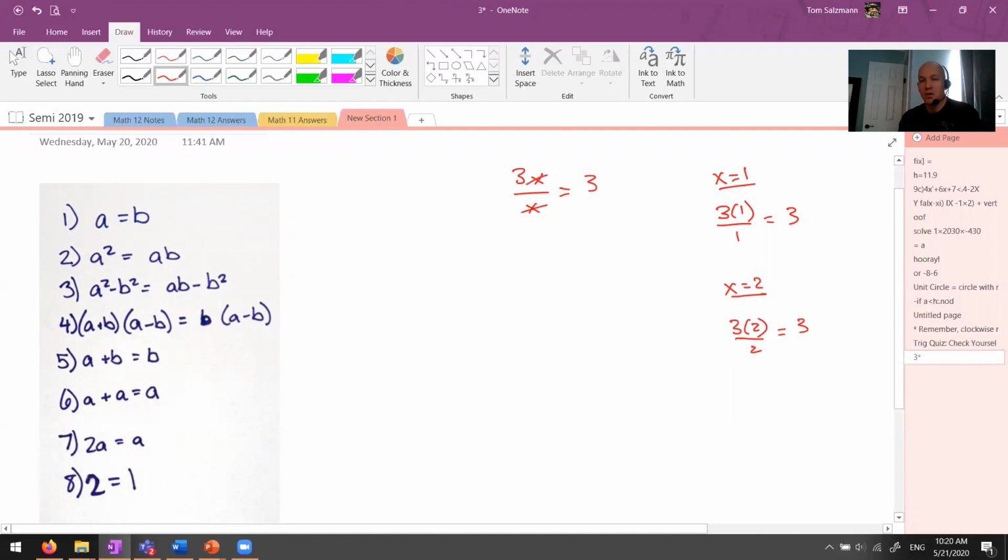But if we're going to cross them out, we have to make sure this works for every single value of x. And here's the little twist. x is equal to 0. Is it true that 3 times 0 over 0 is equal to 3? And the answer is no, it's not. Because when you divide by 0, it is undefined. We don't know how to divide by 0 in math. It doesn't make any sense. So it's not fair to say the x's always cancel. This would be true only if x is anything other than 0.